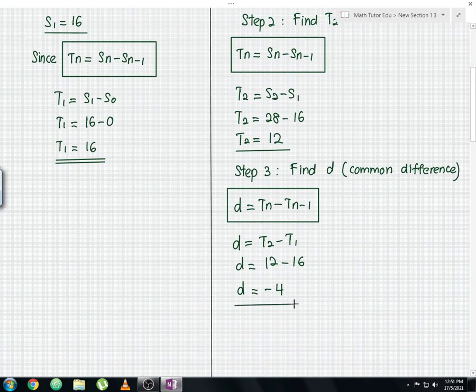This question might look tricky, but as you do more practice, you should be able to get the concept of how to solve this. So that is all for the step-by-step working and solution for this question. I hope you understand the full working that I've shown to you.